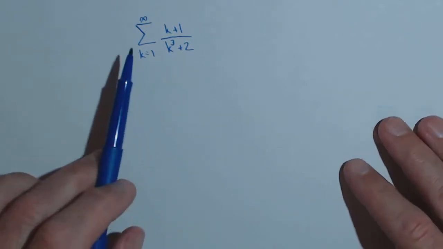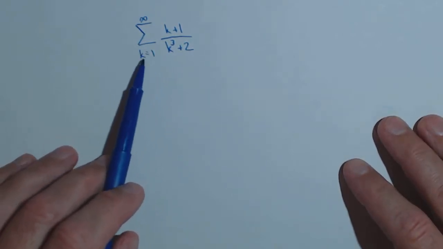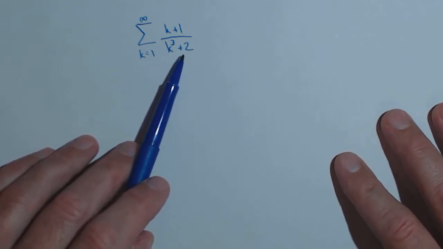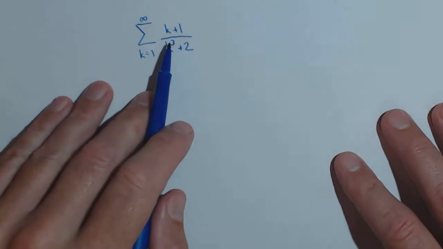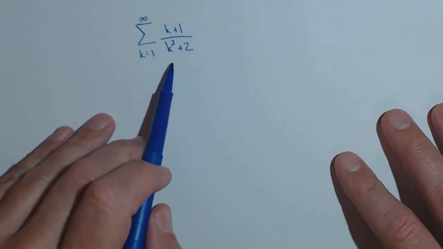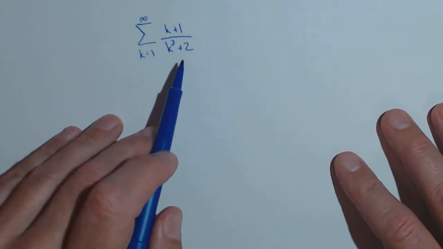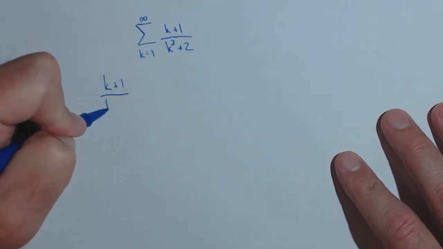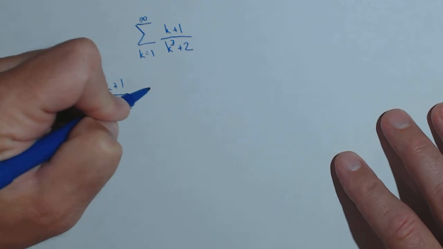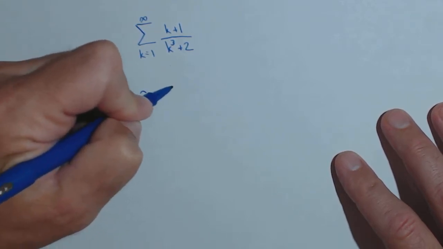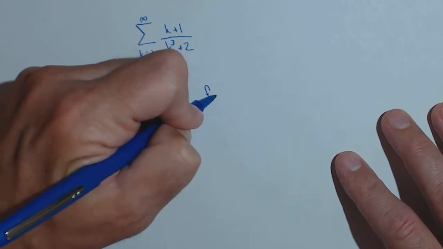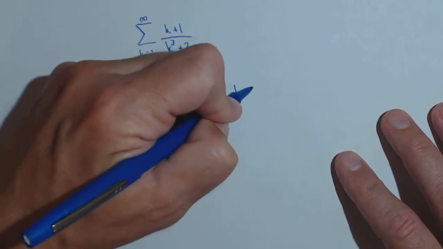In this video, we're going to discuss the convergence or divergence of the series, k equals 1 to infinity, of (k plus 1) over (k cubed plus 2). Now, one thing to think about: as k gets really large, the 1 and 2 really aren't going to make a difference. So (k plus 1) over (k cubed plus 2) is going to be very close to k over k cubed for large k.